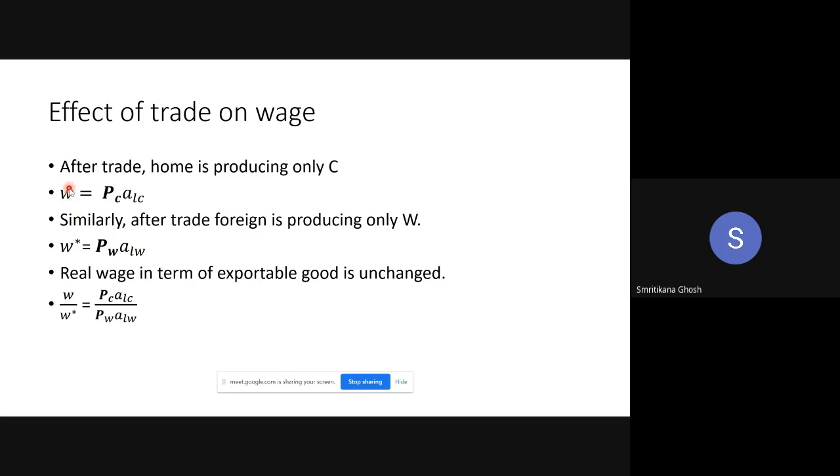Once you have W and W star, just put those values, and you will get the real wage. So this is how we can get the wage in the Ricardian model. Okay.